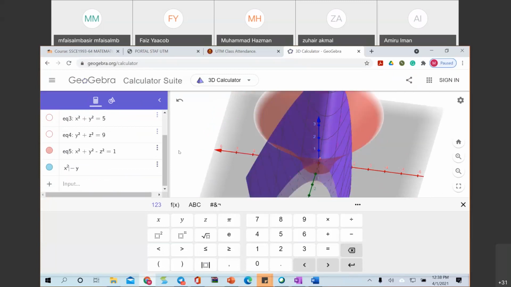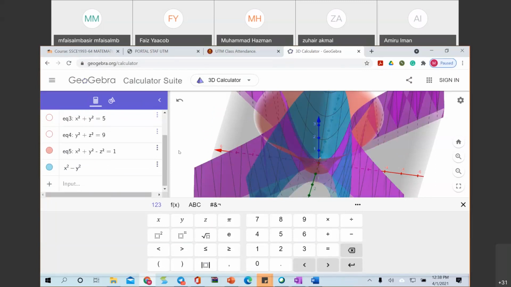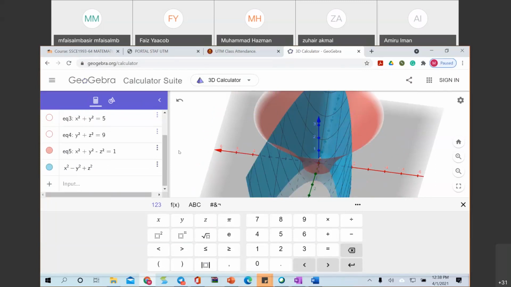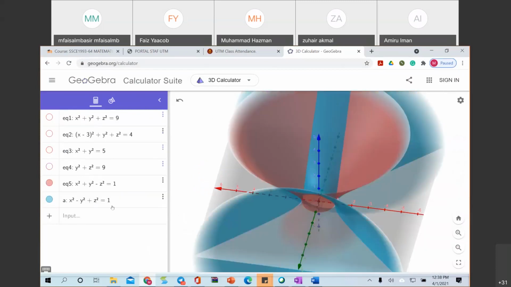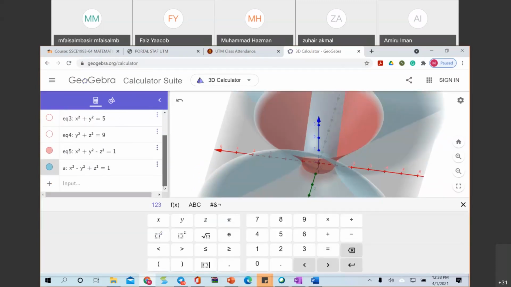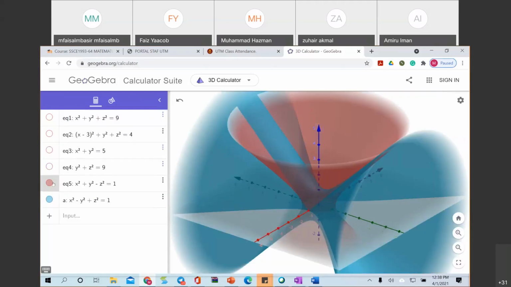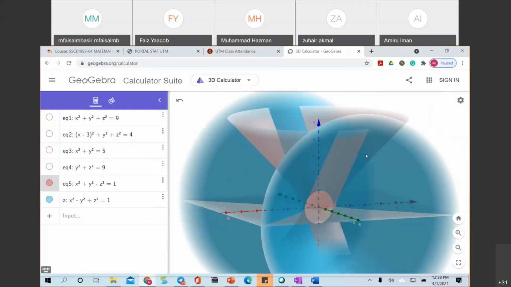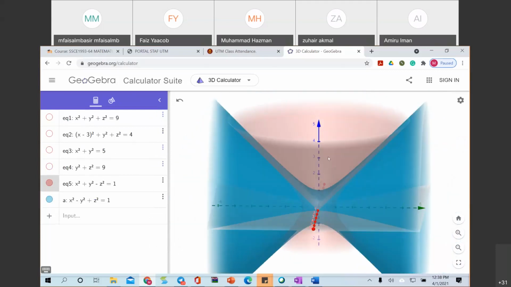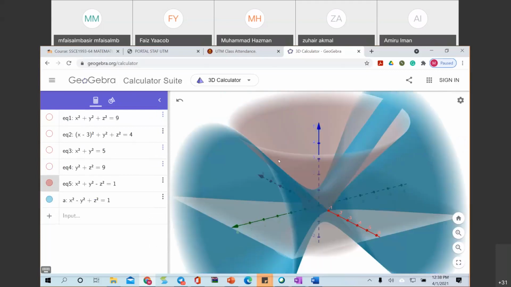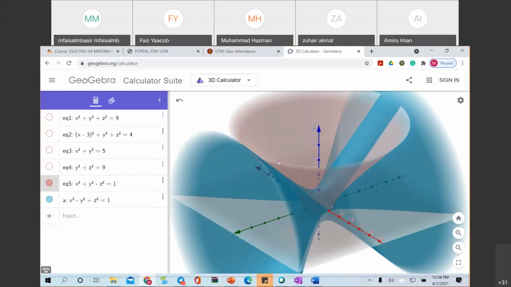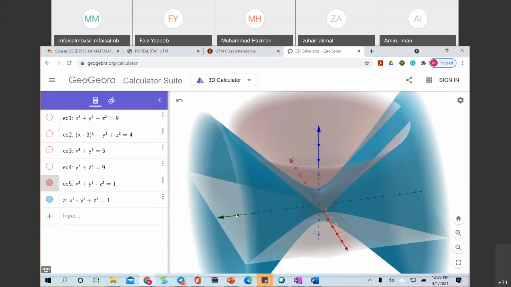x squared minus y squared plus z squared equals 1. Okay, so I have to show this also. You have this: it is a hyperbolic one sheet parallel to the y-axis. So y is green, x is red.